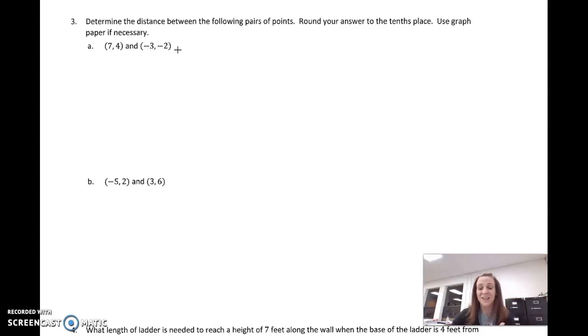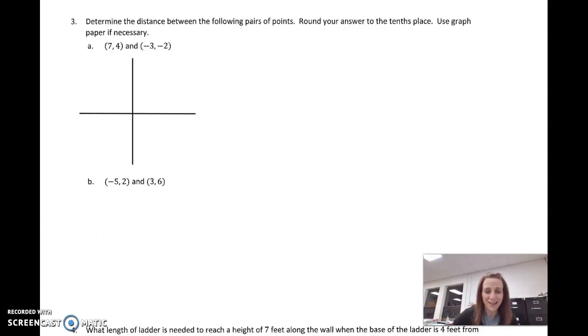So if you get stuck, I'm going to draw a sketch here. If you need to, use some graph paper, okay? So what we need to see is where these points are. And you really don't necessarily need to count them out. You need to make sure you understand where the point is. Here's what I mean.